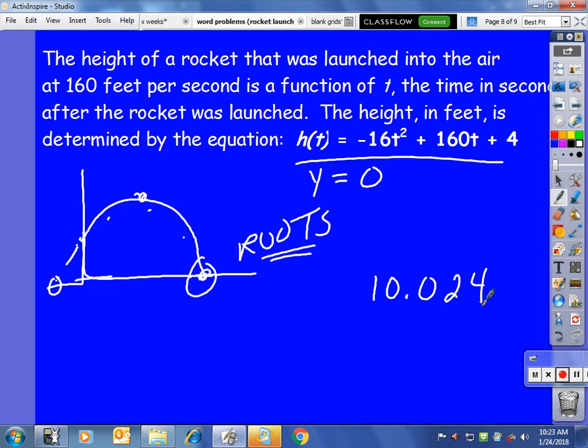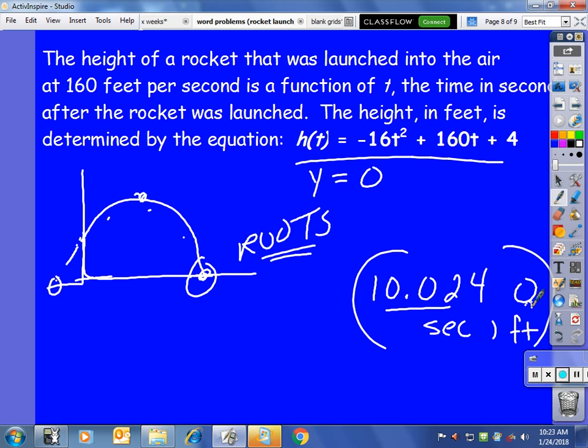10.024 what? Seconds. Comma what? 0 what? Feet. Yes. So what does that mean? What is this positive root telling me? How much time it took to land. This is how much time goes by before this thing is back on the ground. That's what a height of 0 feet means. It's back on the ground.